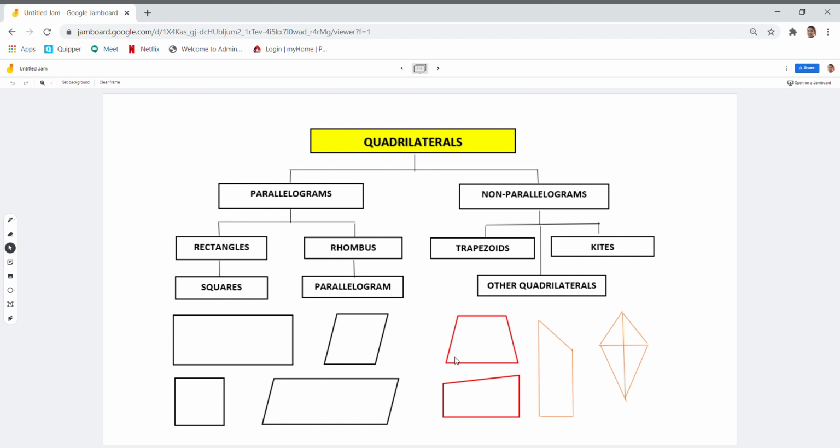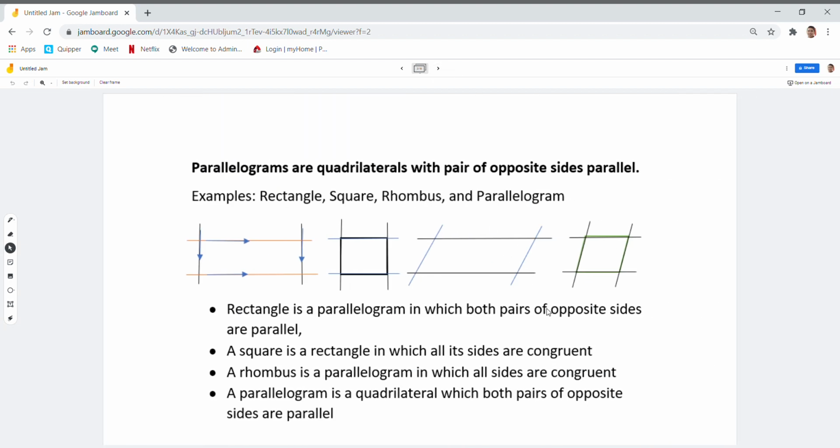We have a trapezoid, this one above, and we have another trapezoid here, and another trapezoid and a kite, right? If we cannot name it a trapezoid, then that belongs to other quadrilaterals. There's a kind of trapezoid also that is called trapezium, and you will encounter that one in your next lessons. Okay, and let's proceed in the following.